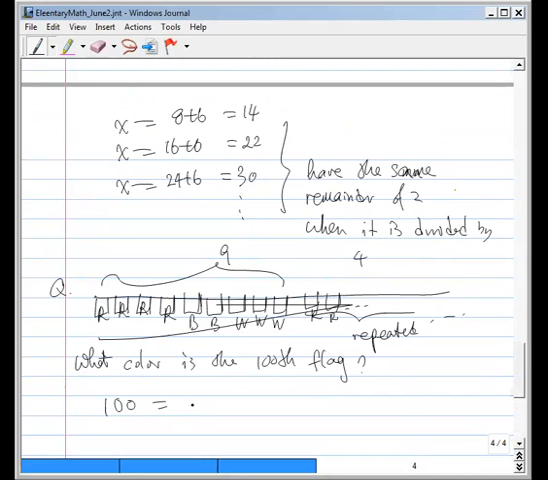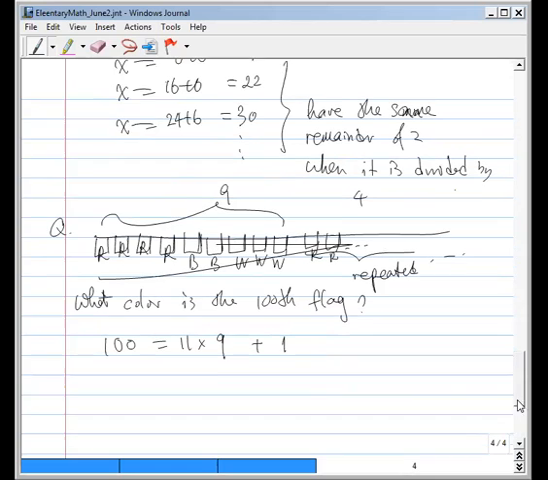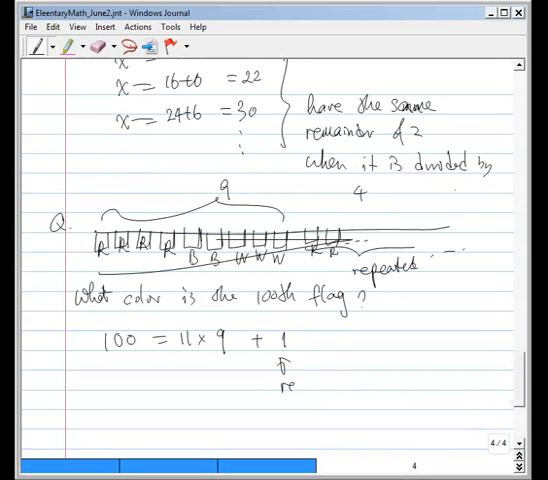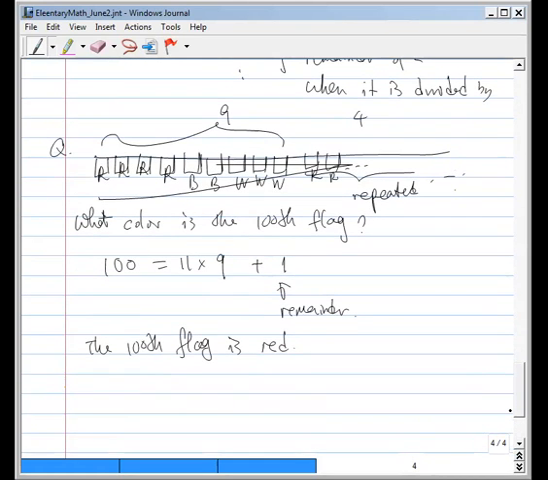divided by 9, okay? So 100 divided by 9, the quotient is 11 times 9 plus 1. So 1 is a remainder. Okay? So there are 11 blocks of flags. The last one plus 1 more. The last one is the first one in the block. That should be the red. Okay? So that's why the 100th flag is red. Okay? Got it?